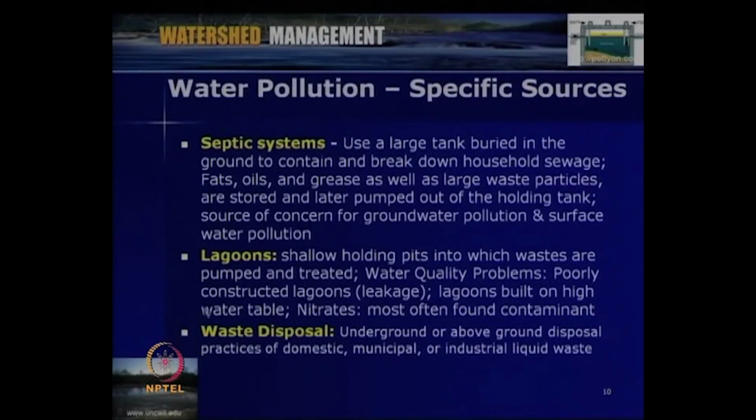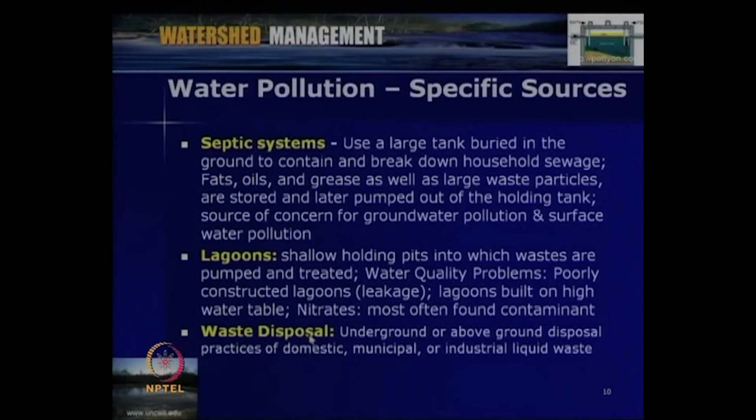And then sources like lagoons, which are shallow holding pits into which wastes are pumped and treated. Like in cities, when we go for sewage treatment plants, we put this wastewater into lagoons. Water quality problems arise from poorly constructed lagoons, where leakage can take place, and lagoons built on high water tables, so that it can penetrate to the aquifer systems, and from here nitrates and various other heavy metals, all this pollution can take place.